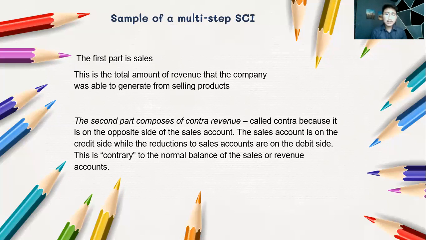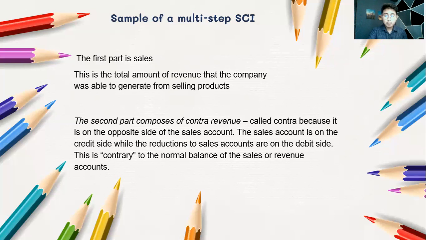So after natin masulat yung sales, we proceed to the second part, which composes of the contra revenue. So tinawag po siyang contra revenue because it is on the opposite side of the sales account. So ibig sabihin, we need to minus the total sales to this contra sales or the contra revenue. So the sales account is on the credit side, while the reduction of sales account are on the debit side. So this is contrary to the normal balance of the sales and the revenue.